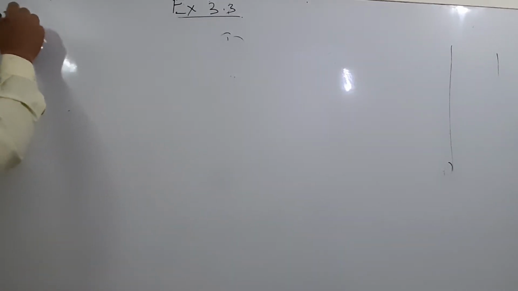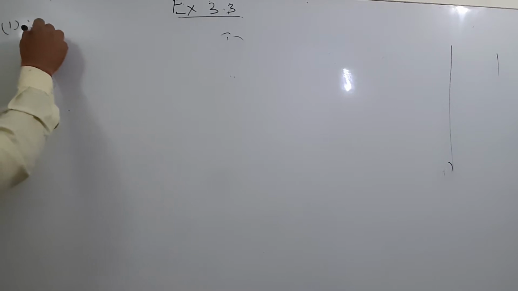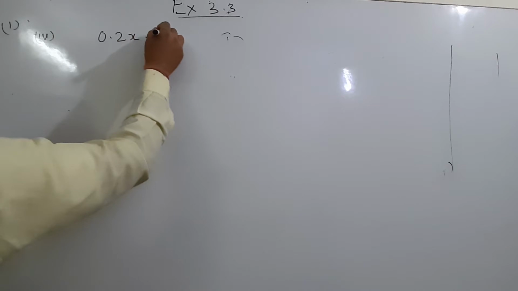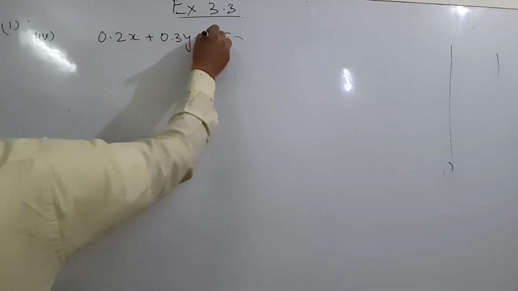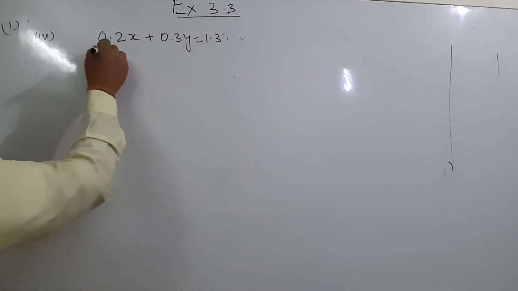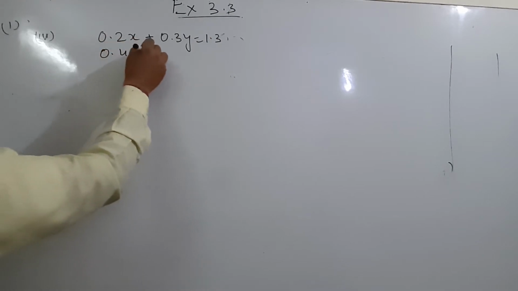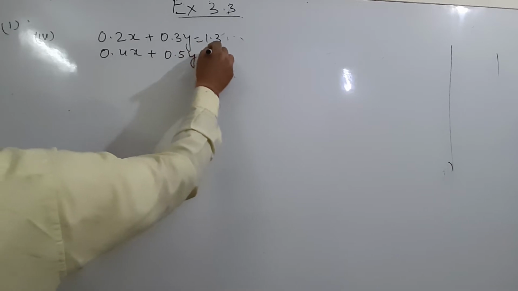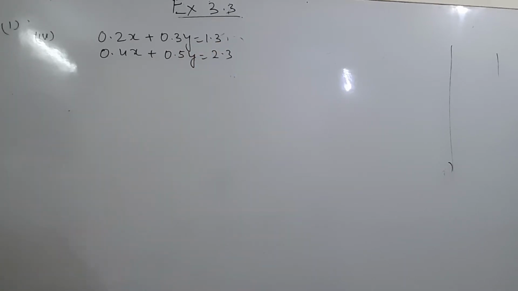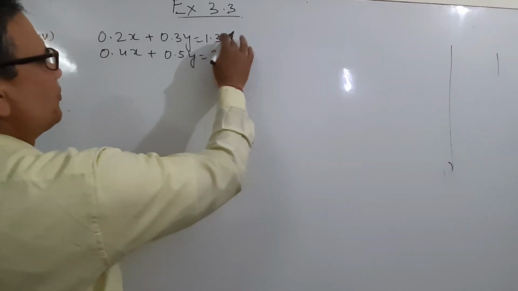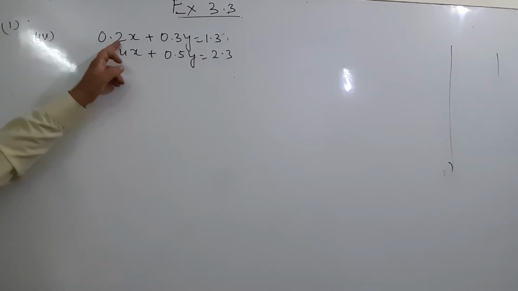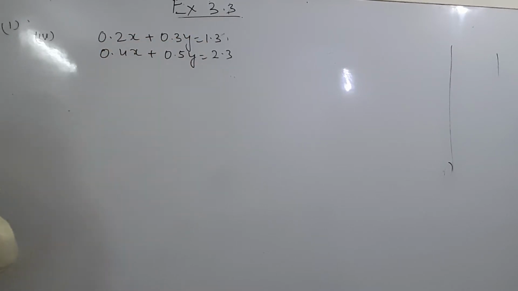Third part, first question: 0.2x plus 0.3y is equal to 1.3, and 0.4x plus 0.5y is equal to 2.3. This is equation number first. Before putting this in first and second, here is the decimal, here is decimal, here is decimal.